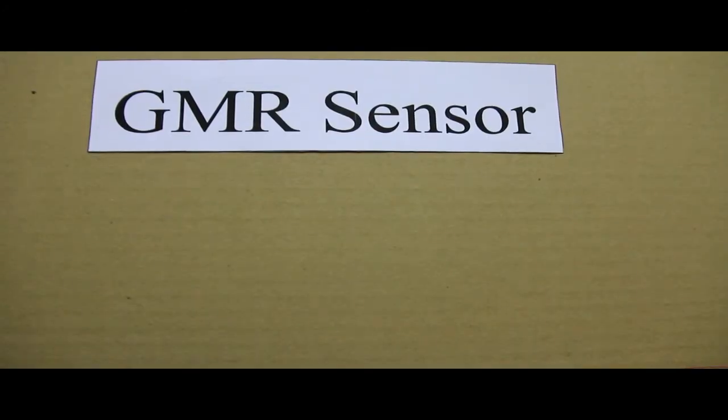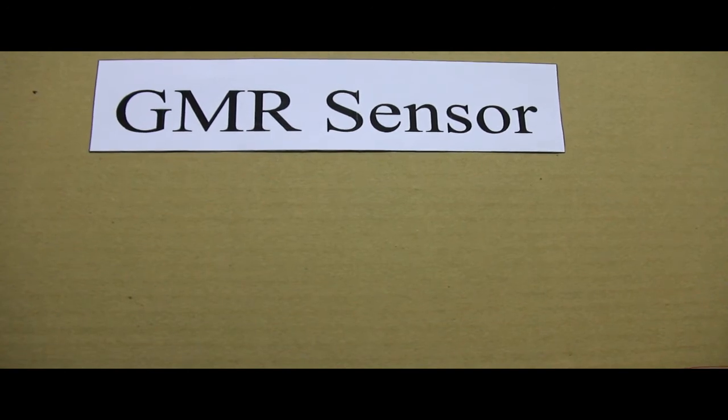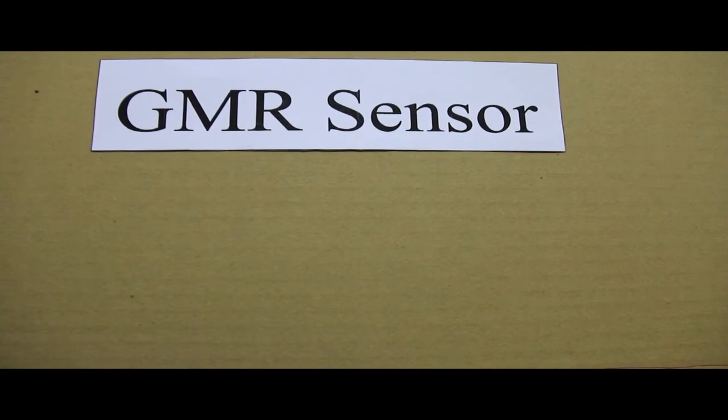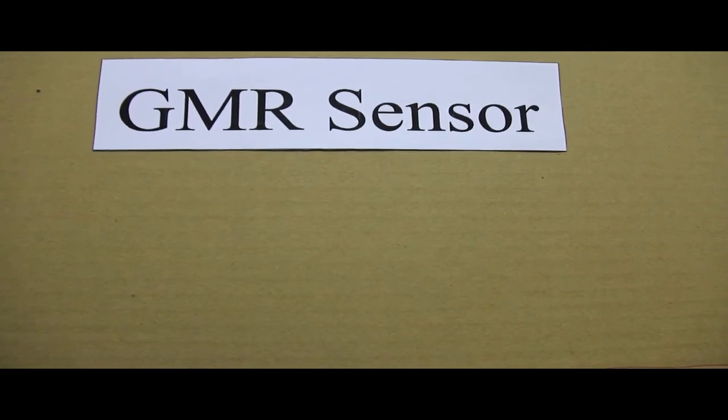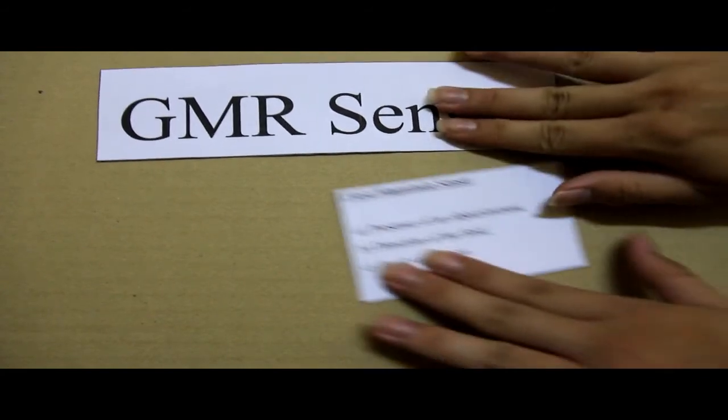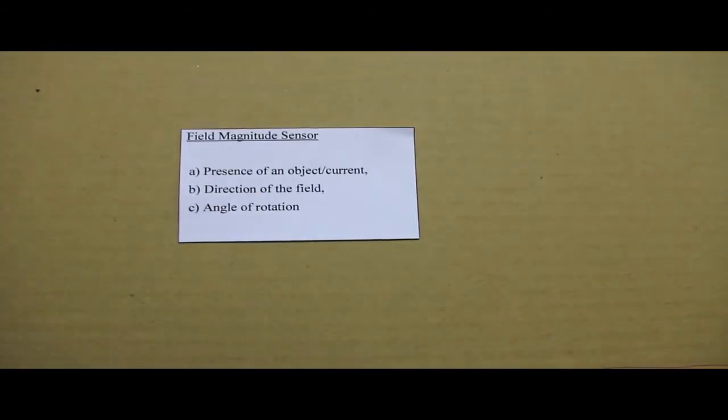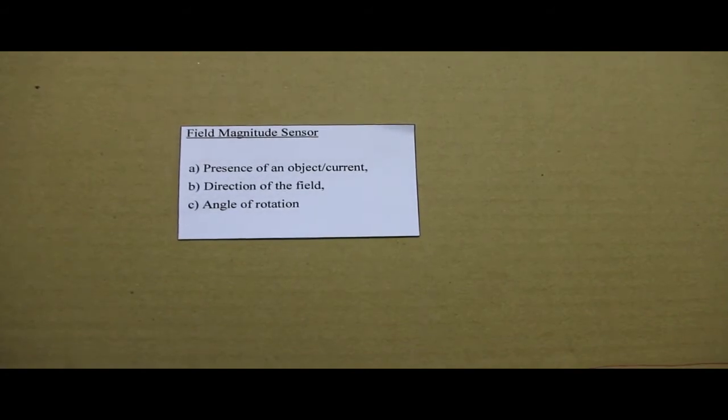First we're going to talk about field magnitude sensors. The most important characteristics of field sensors are sensitivity and linear range. Moreover, in many applications the linearity is not important, as only the resistance change between two defined states is measured, such as the presence of an object, current direction, or the field angle of rotation.